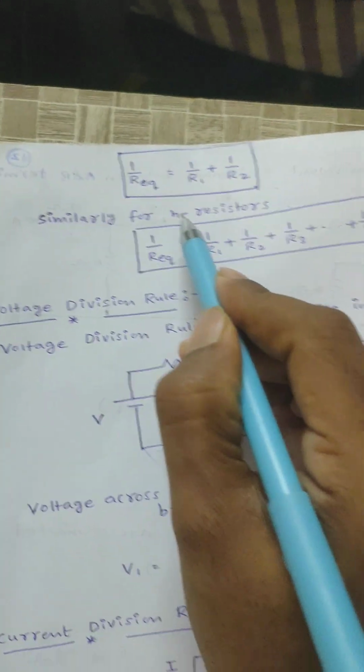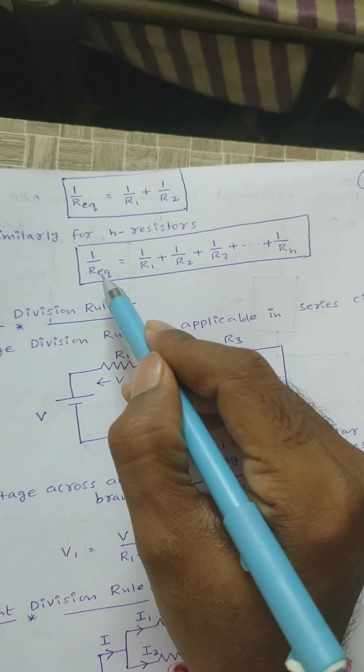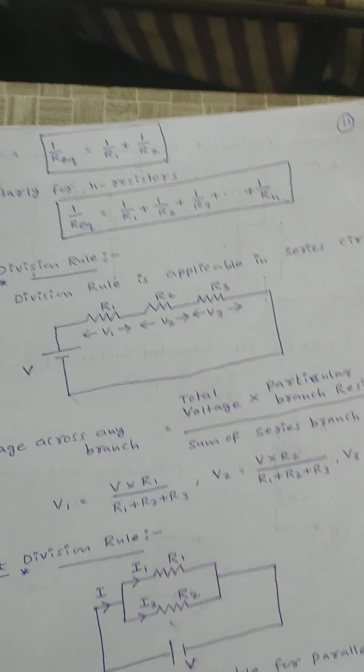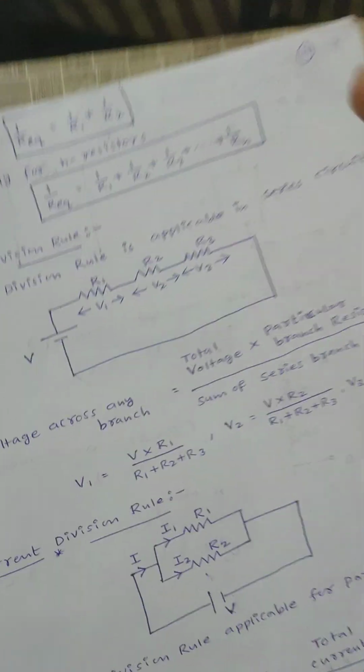Similarly, for n resistors, 1 by R equivalent will be 1 by R1 plus 1 by R2 plus 1 by R3 plus so on up to 1 by Rn. Now this equivalent resistance will be calculated for 2 resistors.